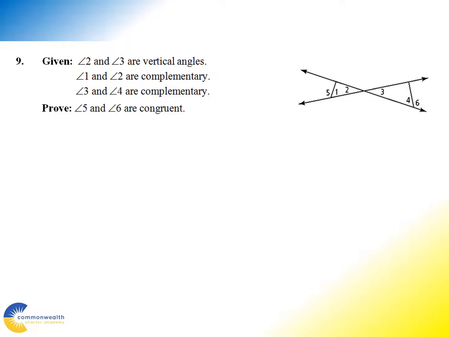But basically here we're going to do a proof of what's going on. We're given that angles 2 and 3 are vertical angles, angles 1 and 2 are complementary, and angles 3 and 4 are complementary. The phrases in this case, vertical angles and complementary, mean something to us. But we also need to keep in mind that these are the things that were given. These are assumed to be true, and since they're assumed true, we take them as being true.